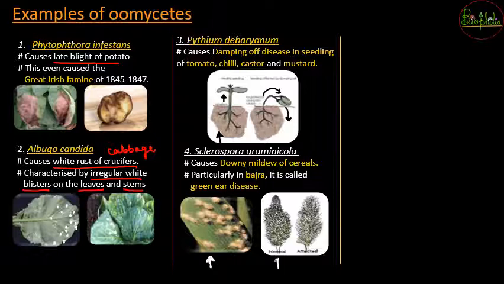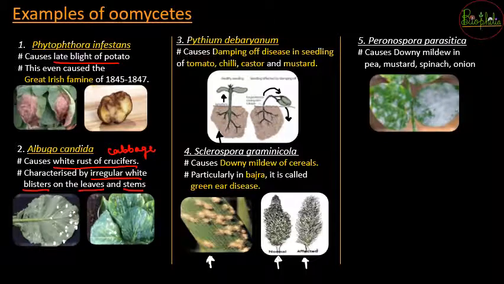जैसे normal condition में the bajra is going to be having cereals onto it, but affected case में it is going to cause a green ear disease जहाँ पे the production of the bajra is not going to occur. So again there is a loss for the farmers. Fifth जो है that is Perinomaspora parasitica.